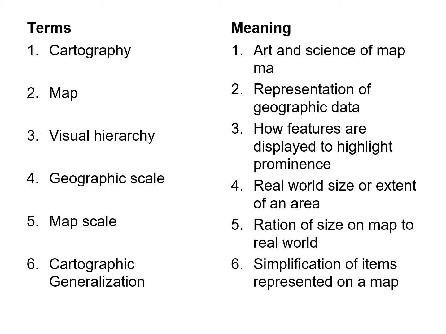Maps are how we represent geographic data. Visual hierarchy is how features are displayed to highlight prominence. It's about how you display things in your map so that the things that are most important stick out or jump out at you. Geographic scale is the real world size or extent of an area. And map scale is the ratio of size on the map to the size in the real world. And cartographic generalization is when we simplify items represented on a map so they're not as complex or detailed as what they are in reality.